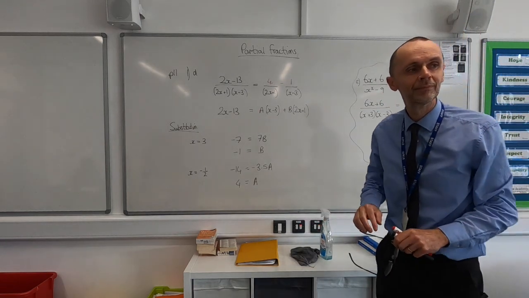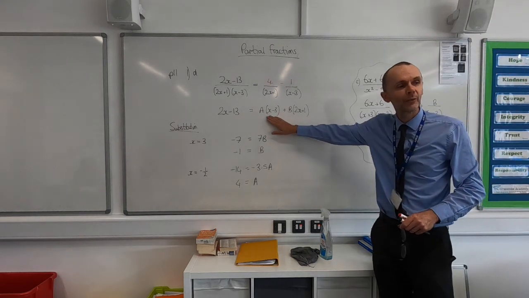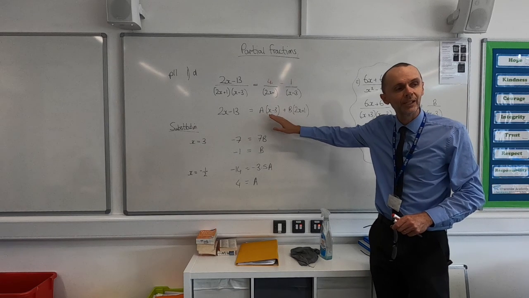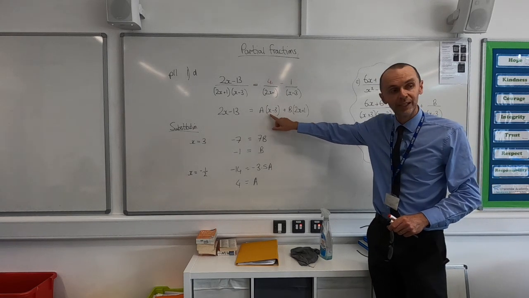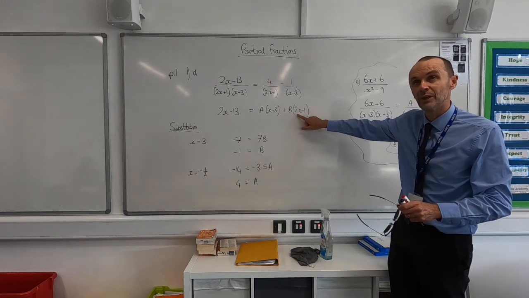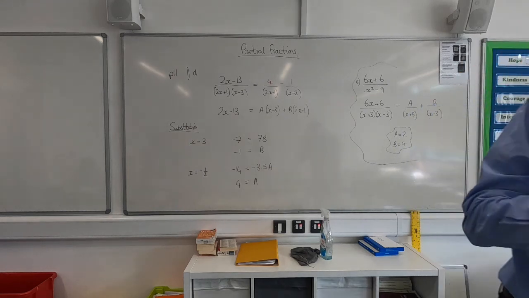Yes, Will? How would you know what values to substitute? So it's the solutions you get from those brackets. You've got to ask what value of x would make the bracket 0. So if x is 3, 3 minus 3 is 0. And if x is -1/2, 2 lots of -1/2 plus 1 is 0. So that's what you're looking for in each case.